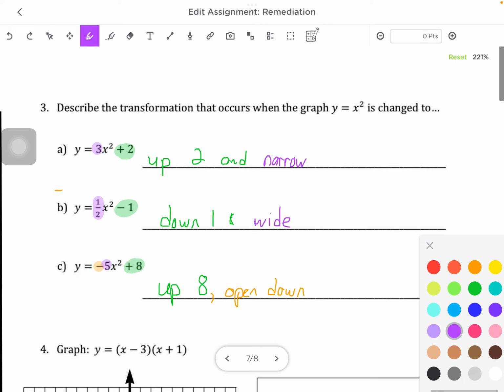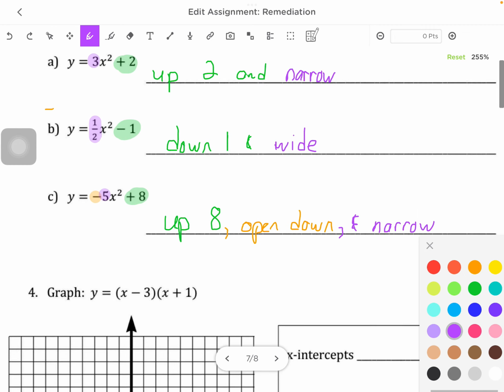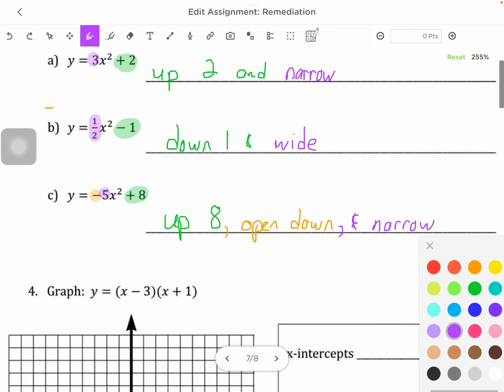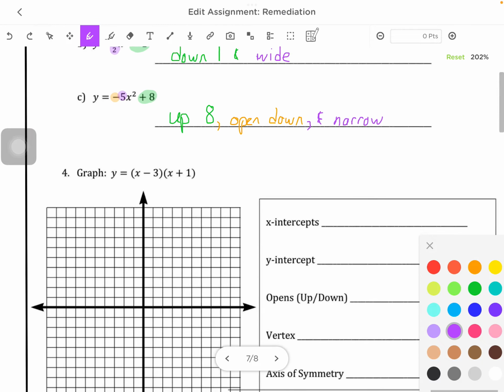And then that 5 that's in front is going to mean that it's going to be a narrow parabola. Remember that number in front, since this 5 is a number that's bigger than 1, that's why it's going to be more narrow.